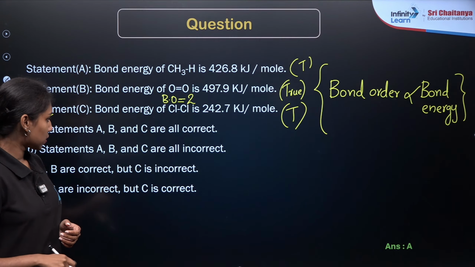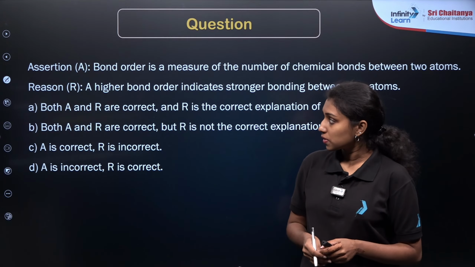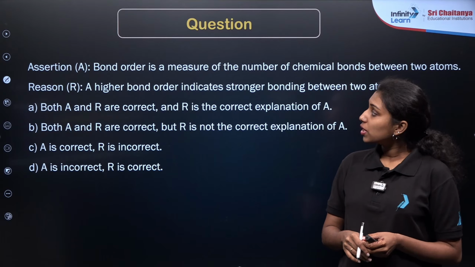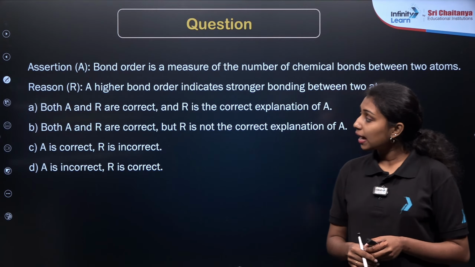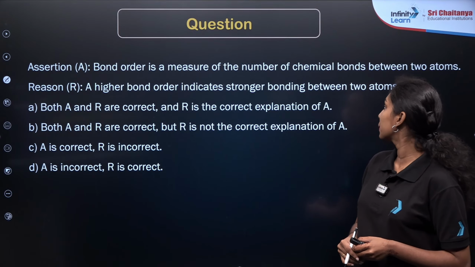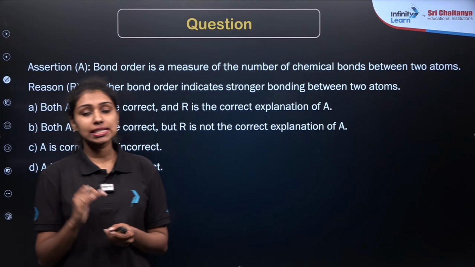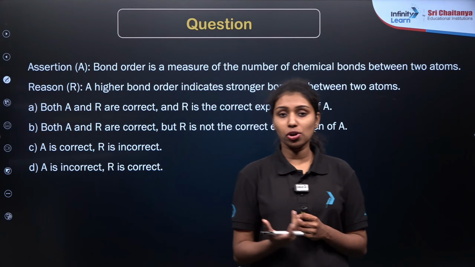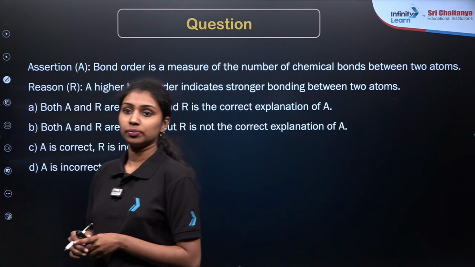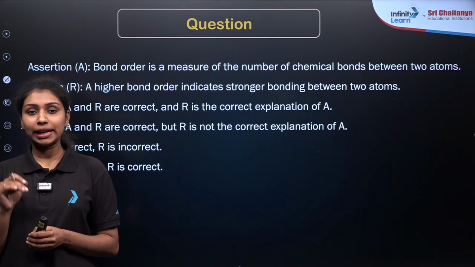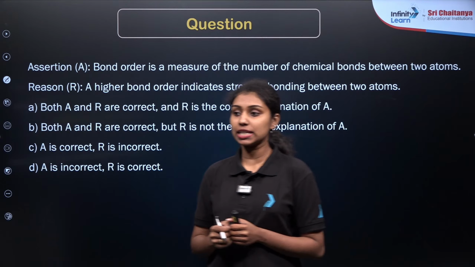Now we are moving to the next question. Okay, read the question carefully. Assertion reason type question. The assertion is given: bond order is a measure of the number of chemical bonds between two atoms. The reason is given here: a higher bond order indicates stronger bonding between two atoms. So indirectly they are asking how bond strength is related to the bond order. We want to identify whether the assertion and reason are true or false and whether the reason is the correct explanation or not.